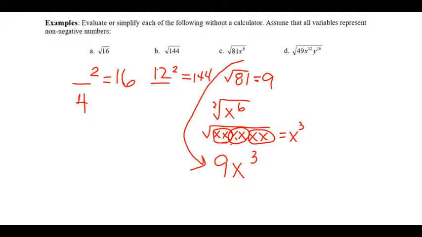All right, for D, the square root of 49 is 7. And again, my index is a 2. If it helps you, write it in. You don't have to. We'll divide 2 into 12 to figure out how many groups of 2 x's I have, and 2 goes into 12 6 times, so it'll be 7x to the 6th power. And then 2 goes into 16 8 times, so y to the 8th. So my answer is 7x to the 6th power, y to the 8th.